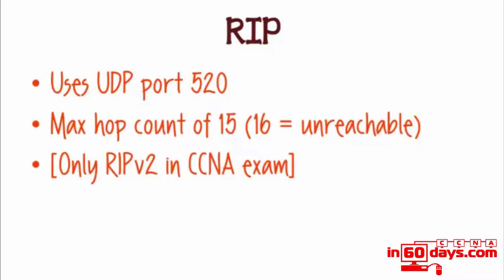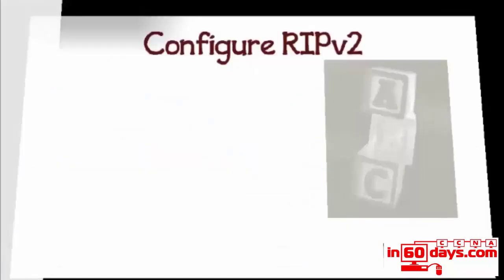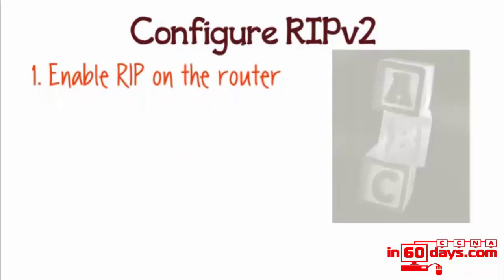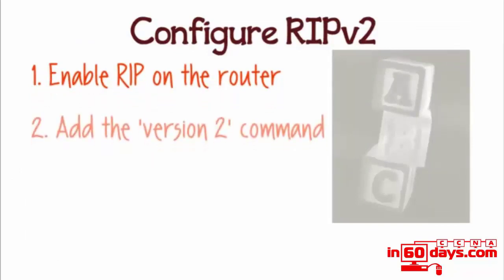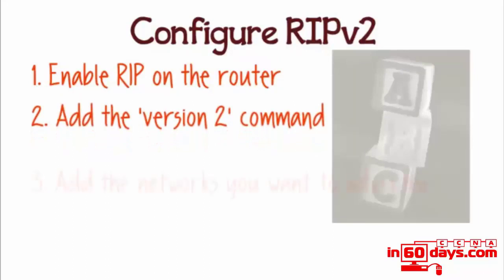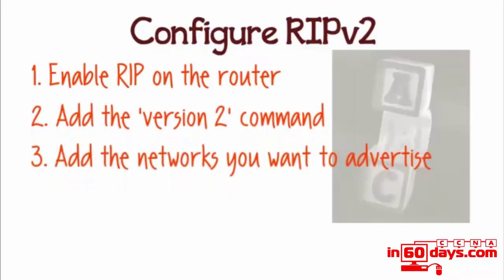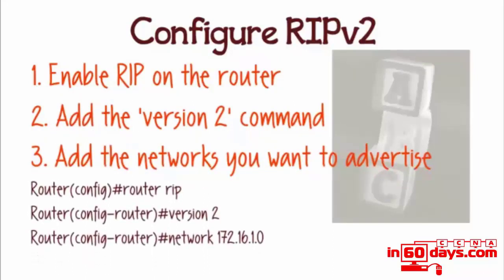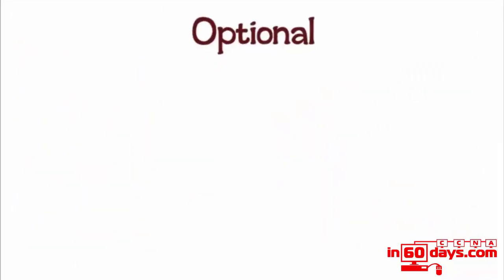Now, I mentioned before you're only going to get tested really on RIP version 2. Configuring RIP version 2 is really easy. You enable RIP on the router and you add the version 2 command. Pretty simple. And then all you do is tell the router which networks you want to advertise. So in router config, you type router rip. The router drops into config router mode, type version 2, and then however many networks you want to advertise.